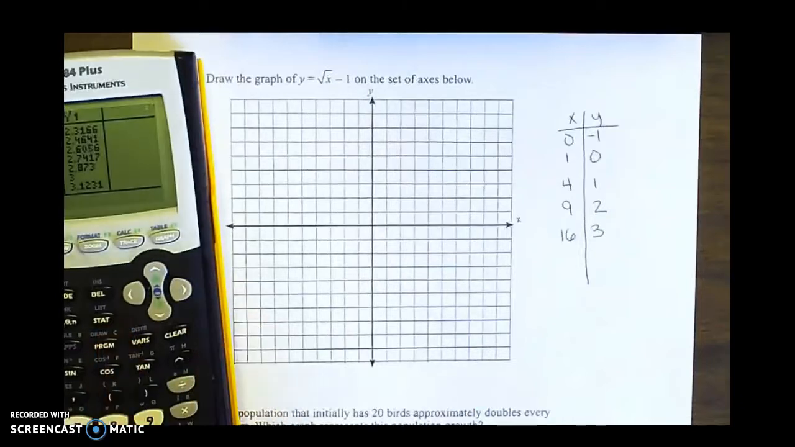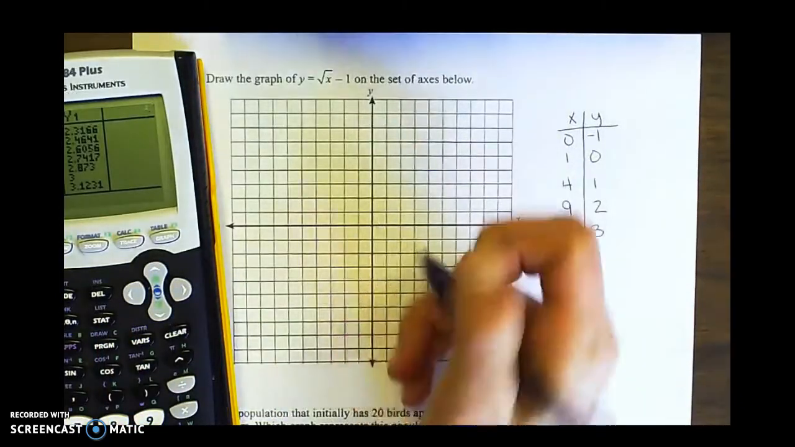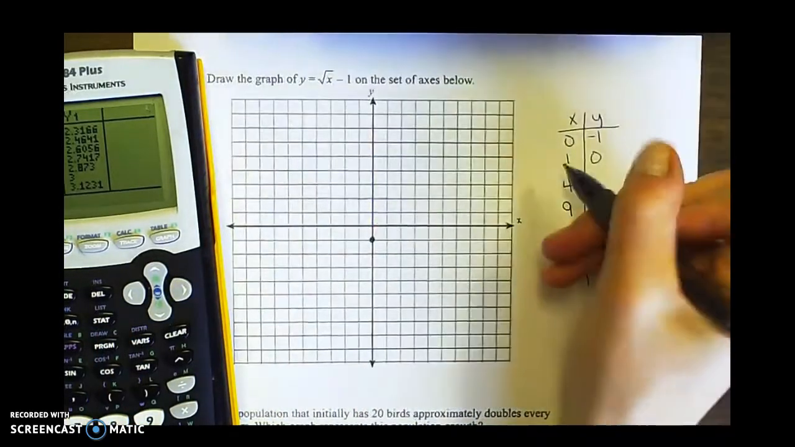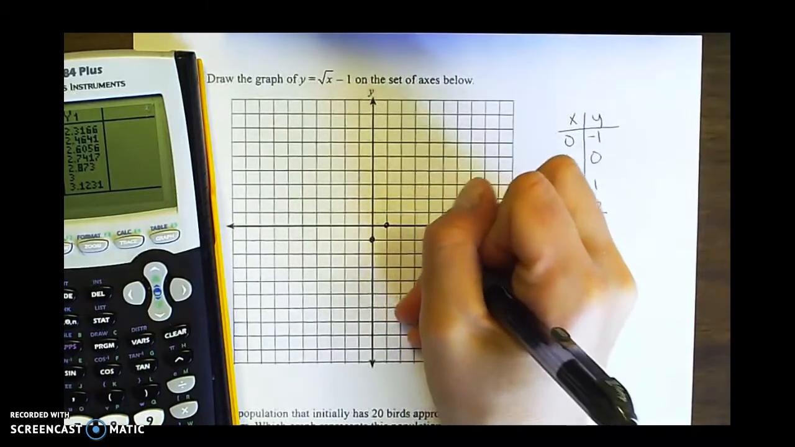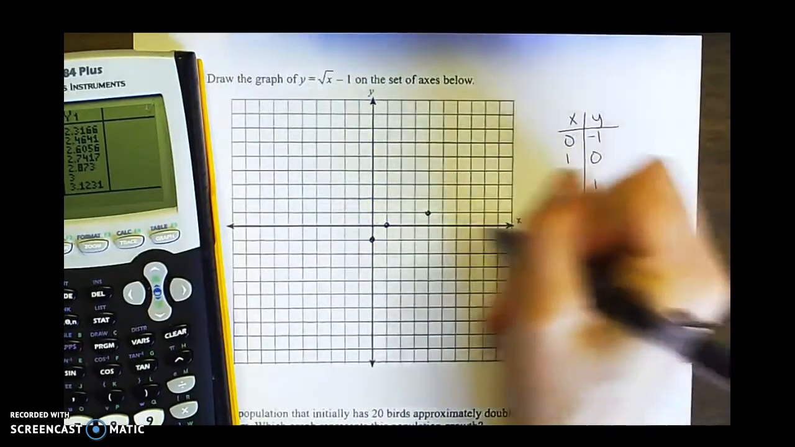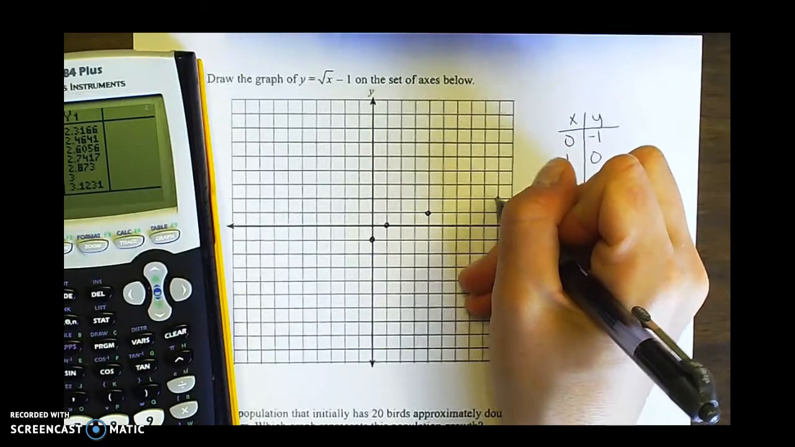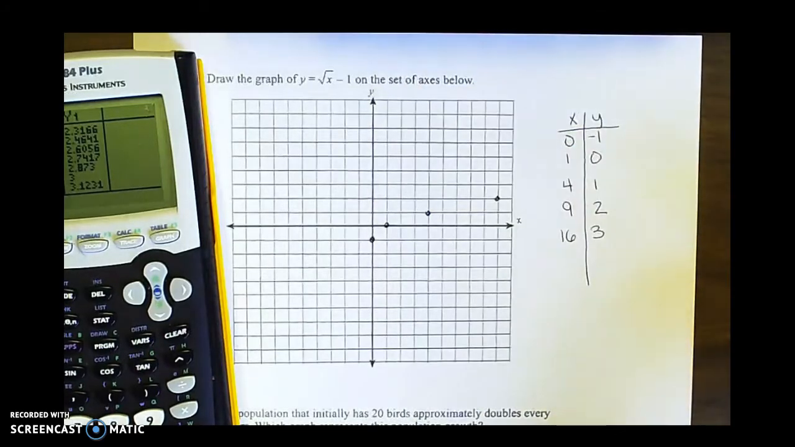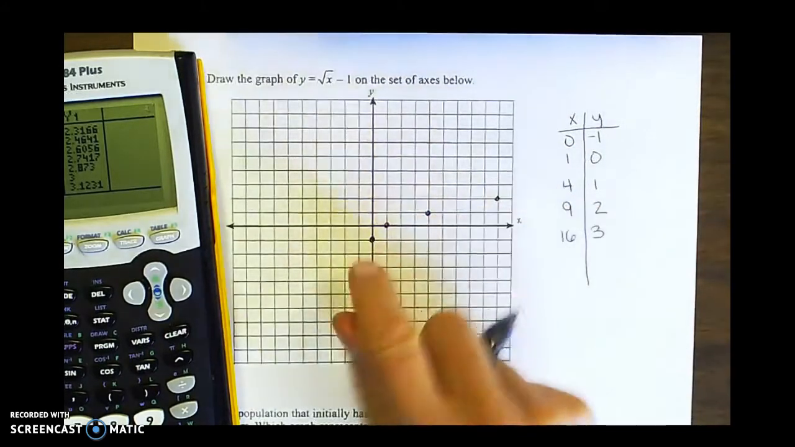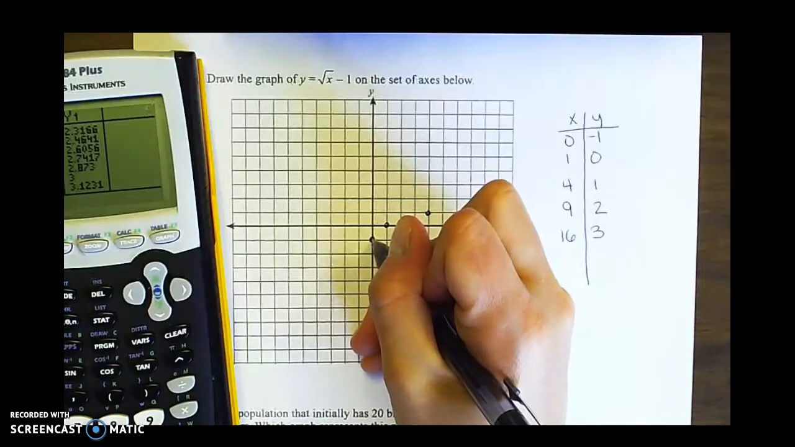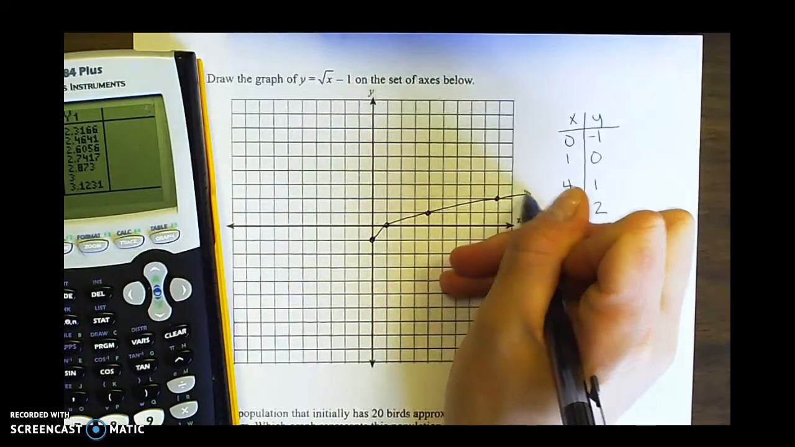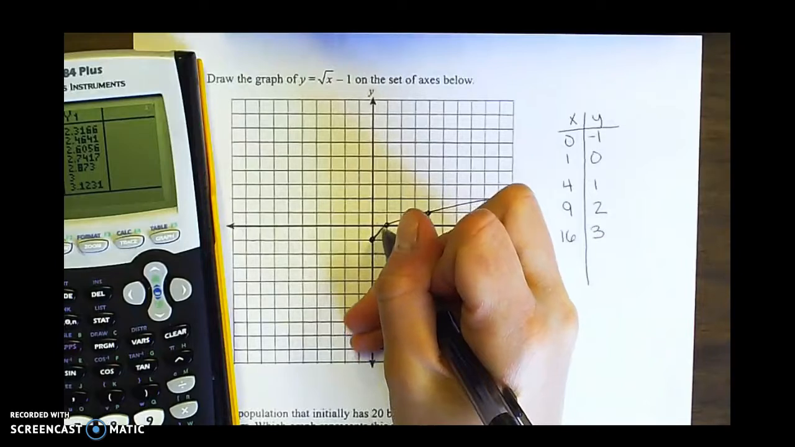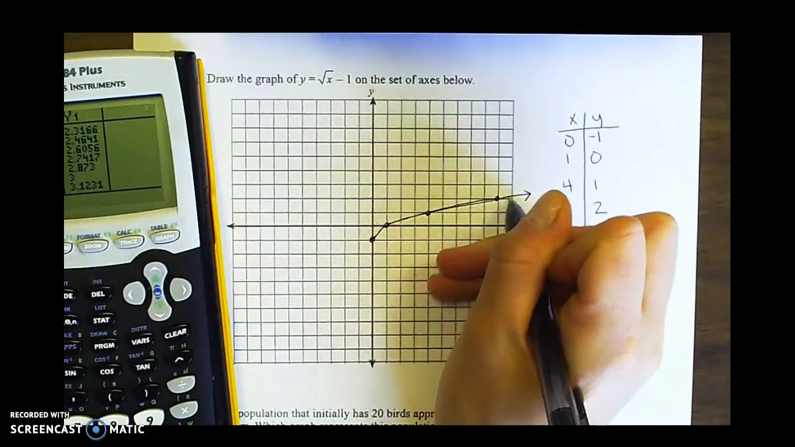All right, let's go ahead and graph these points. So 0, negative 1, 1, 0, 4, 1, 9, 2. I can't fit 16, 3 on my graph, so I'm going to stop here. Remember, we don't have any negatives, so I'm going to start here, continue up with a nice, easy, gentle curve, and then we put an arrow. So we have this nice square root function.